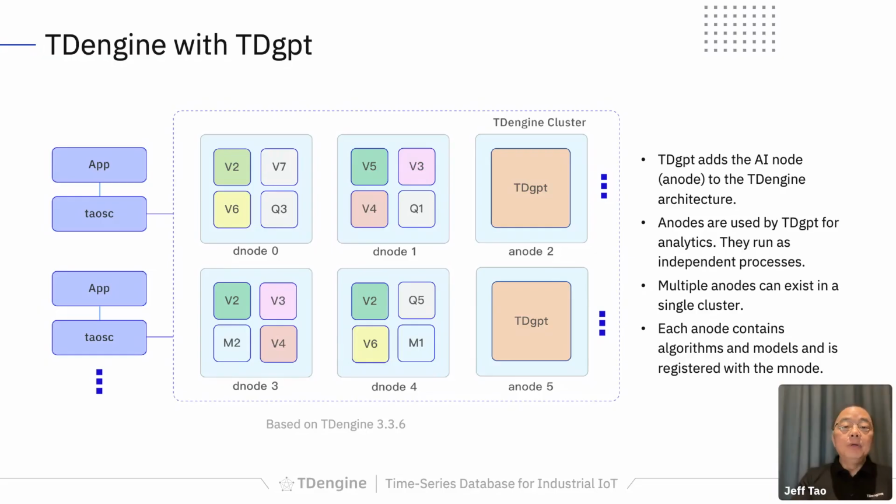A node will register with our management node. So when you log into our TDengine, it will show what A nodes are available, and what algorithms or models are available right away. All those diagrams are on our website. You can check out the user manual to find more.